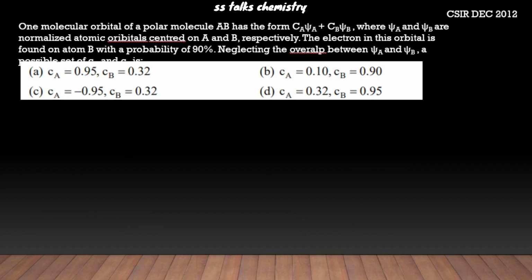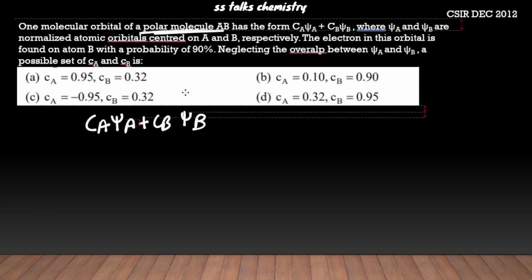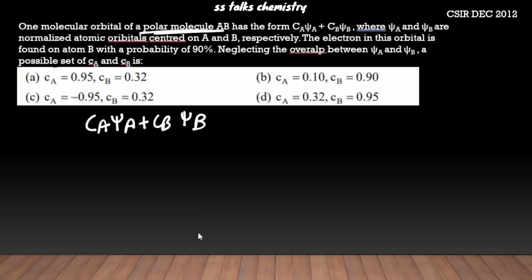Okay. Next, this question now. One molecular orbital of a polar molecule. So polar molecule means the MO they have taken. It has the form Ca psi A plus Cb psi b, where psi A and psi b are the normalized atomic orbitals centered on the atoms A and B. The electron in this orbital is found on the atom B with the probability 90%. So the probability of finding the electron on B, Pb value, is given to be 90%.